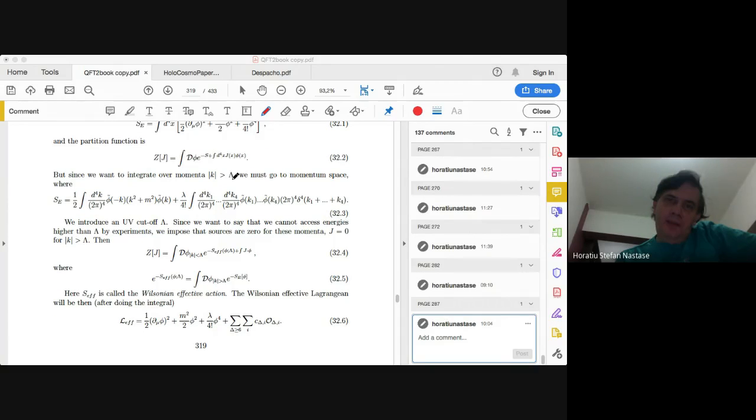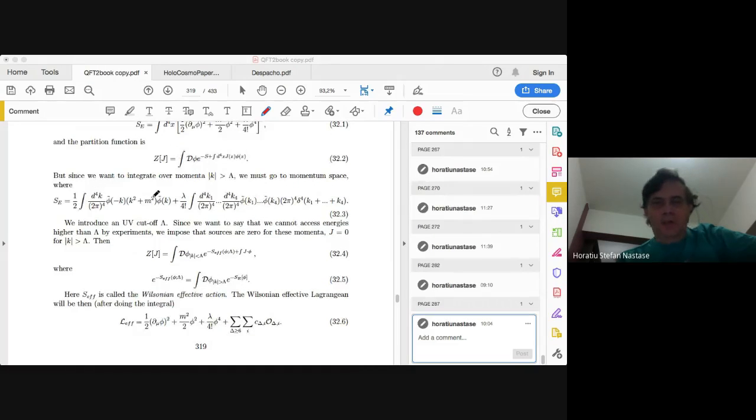And we want to integrate over momenta higher than some lambda, so we have to go to momentum space. In momentum space, the kinetic term, as usual, is the Fourier transform phi tilde of k on one side and phi tilde of minus k on the other side, and in the middle, k squared plus m squared. So minus box plus m squared in momentum space becomes k squared plus m squared. And then the interaction part is lambda over 4 factorial, times the integral over momenta of the Fourier transformed phi tilde k1 until phi tilde k4, times the momentum conservation, 2 pi to the 4 delta 4 of the sum of the k's.